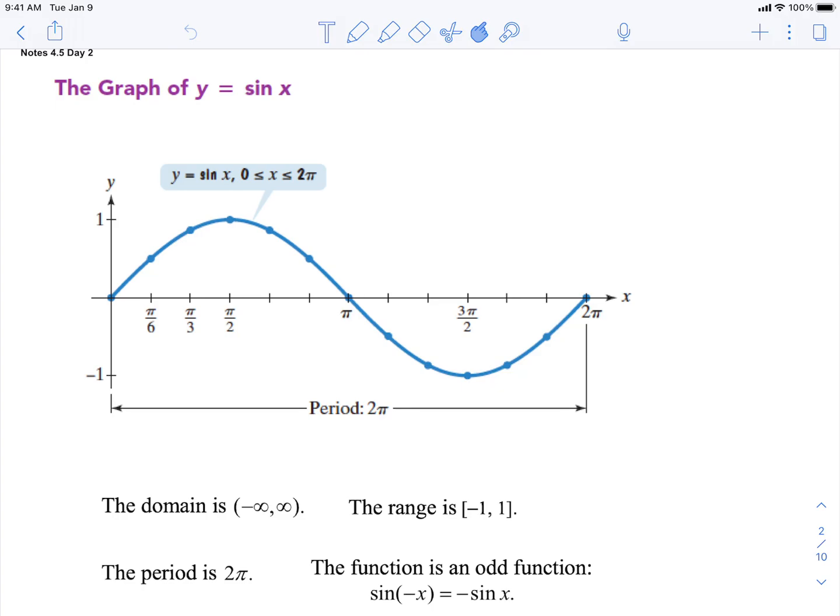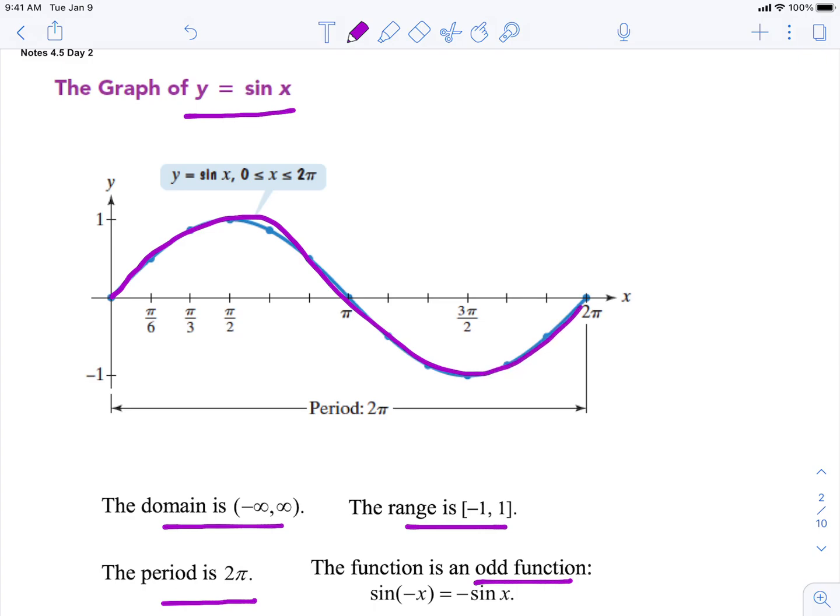All right, this first slide is just a review of the parent function for y equals the sine of x. Our domain is all real numbers. Our range is -1 to 1. Our period is 2 pi, and then it's an odd function. And then here is a bunch of ordered pairs, giving you that first revolution.